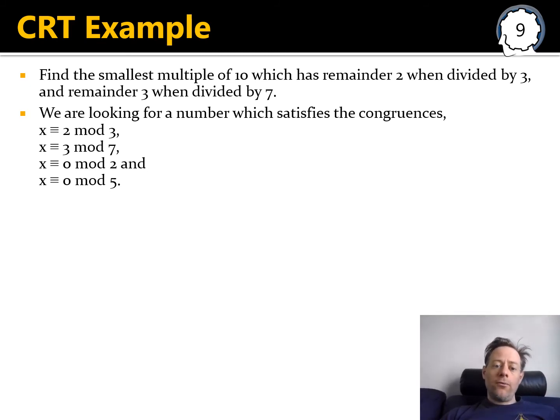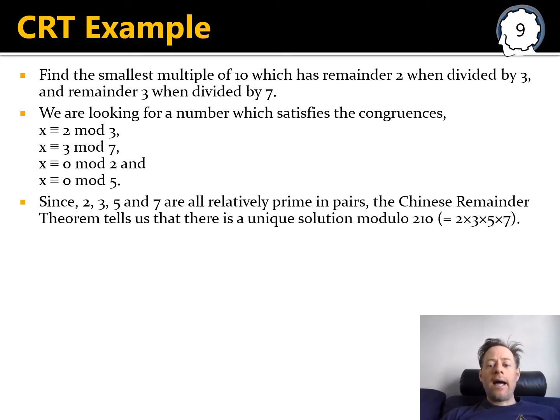And since 2, 3, 5, and 7 are relatively prime, it means that we can now apply the Chinese remainder theorem. And we also know that the unique solution will be modulo 210, which is 10 times 3, that's 30, times 7, 210.